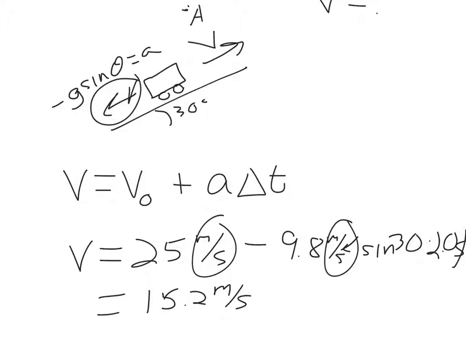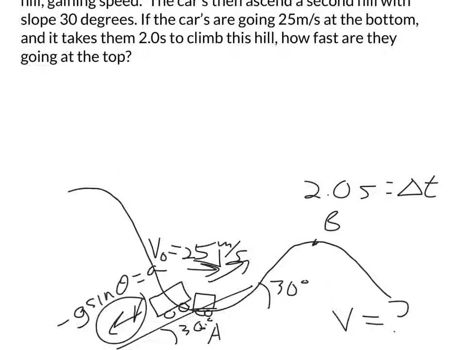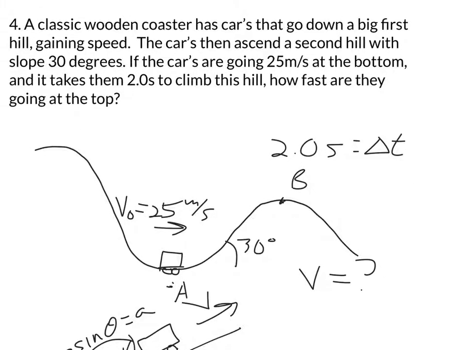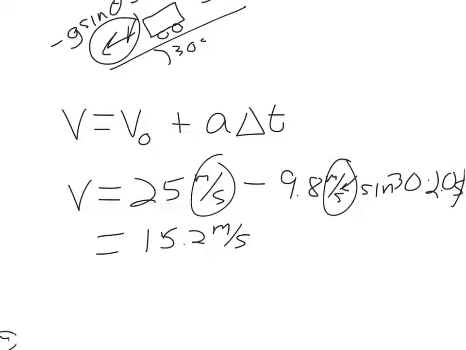Sig figs wise, did they give me 25 originally or 25.0? They gave me 25, okay, and 2.0. So this is all 2 sig figs. So I'm actually going to round here to 15 meters per second.